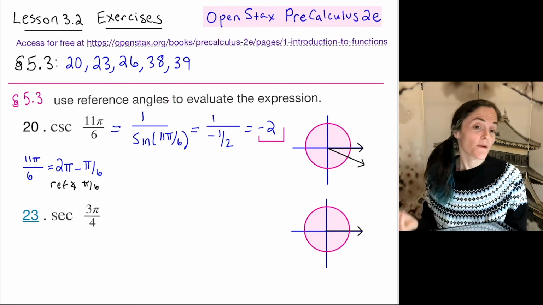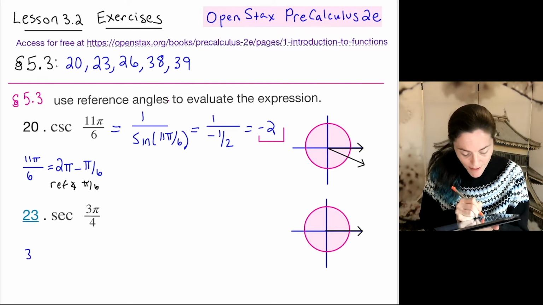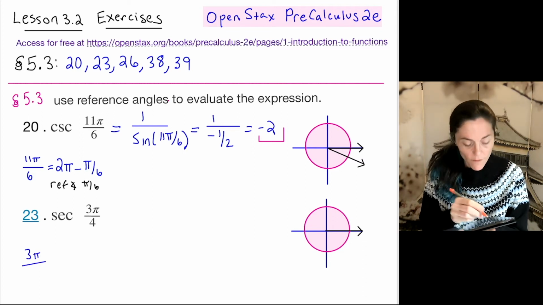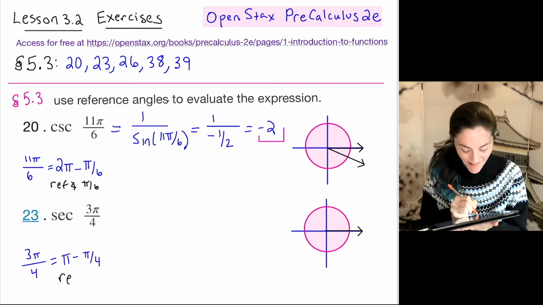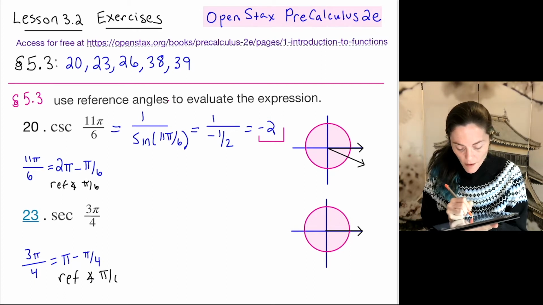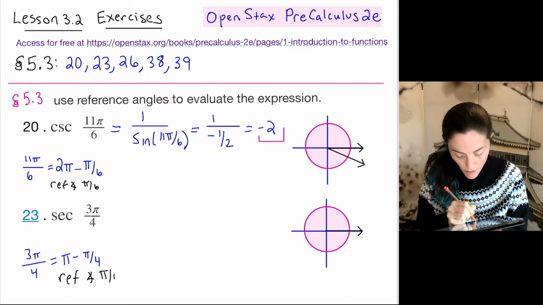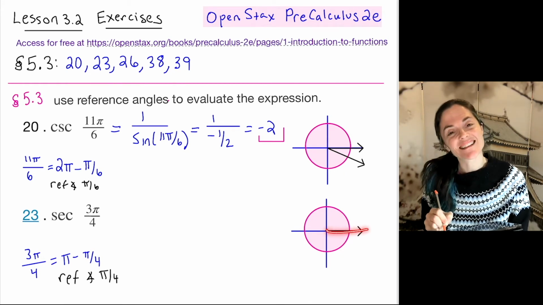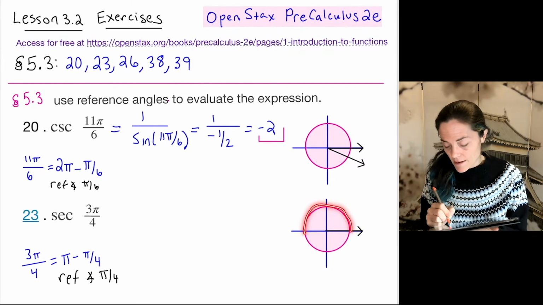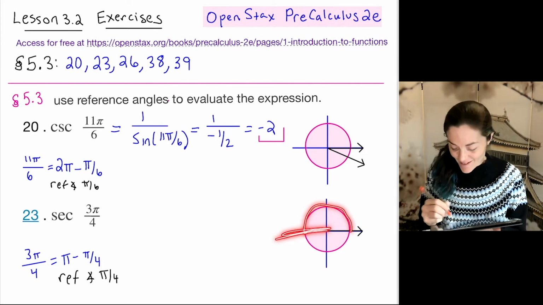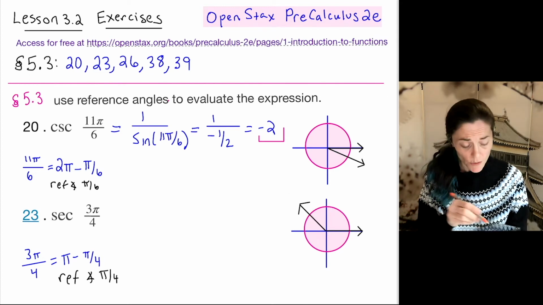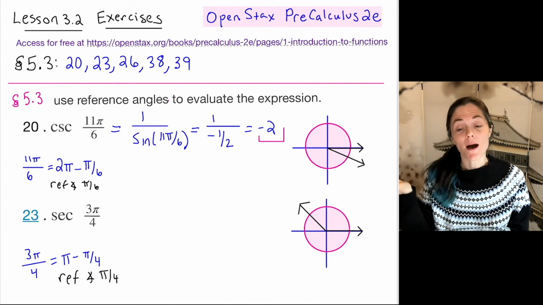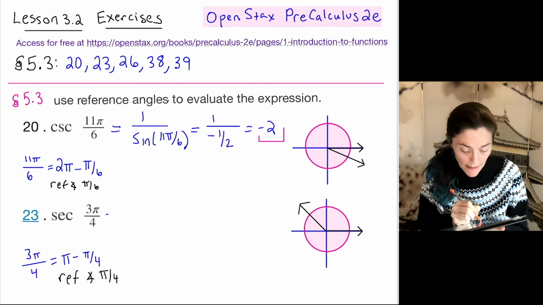Number 23 is the secant of 3 pi over 4. Similar to above, we can first think about 3 pi over 4. This is pi minus pi over 4. And so this tells me my reference angle is pi over 4. But also let's draw the terminal side. Here I have the initial side, and if we go to pi, that would be here. Now subtract pi over 4. This will be here. We notice this is in quadrant 2, and the sine is positive, the cosine is negative, and secant is 1 over cosine.